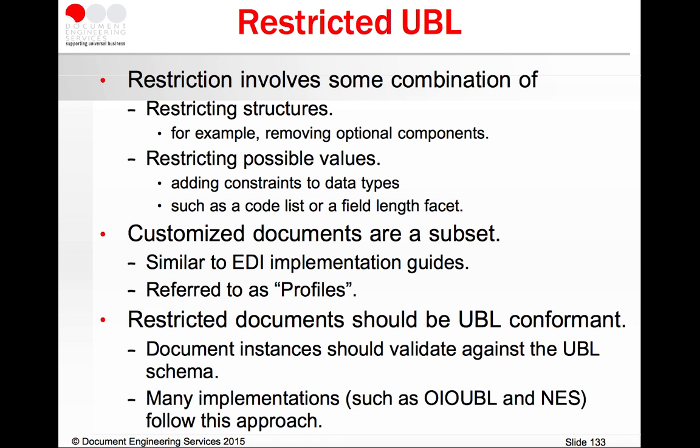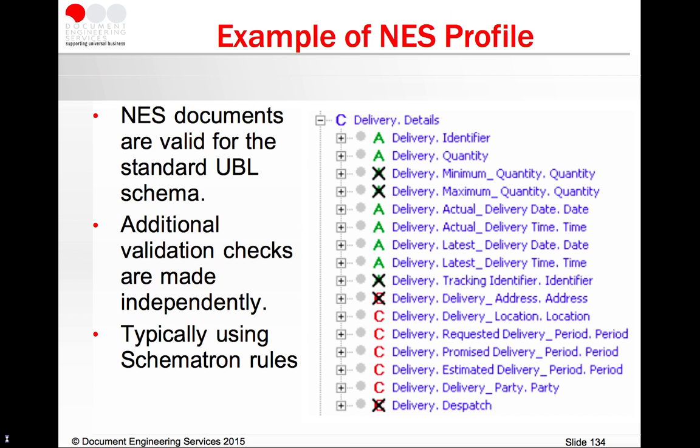And this is the approach followed by many of the government implementations of UBL in public procurement, such as the Danish OIO and the Northern European subset. And I'll use the Northern European subset, the NES profile, as an example of this. So if we look at the way the NES group have defined delivery, they've effectively taken the UBL structure for delivery and indicated with a cross the things that you're not allowed to send. Some of the things you must send and some of the things that are optional.